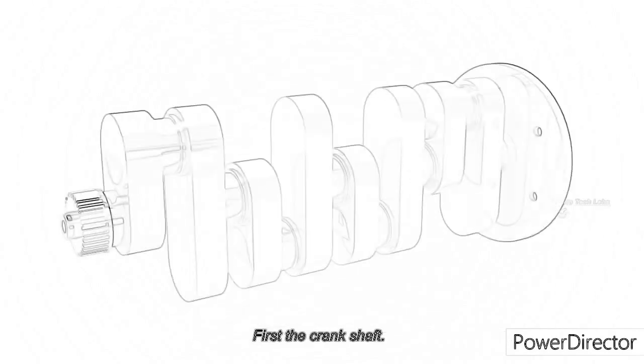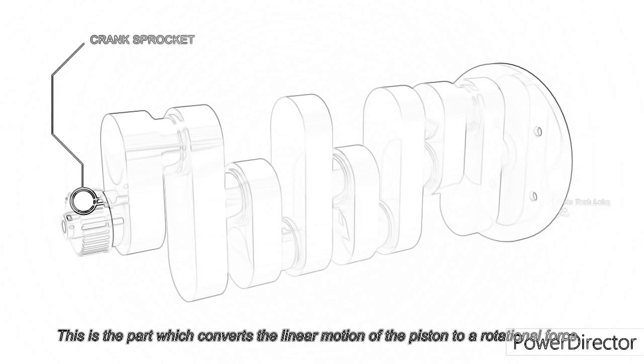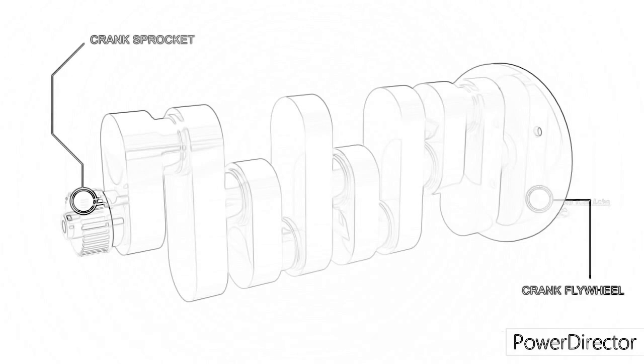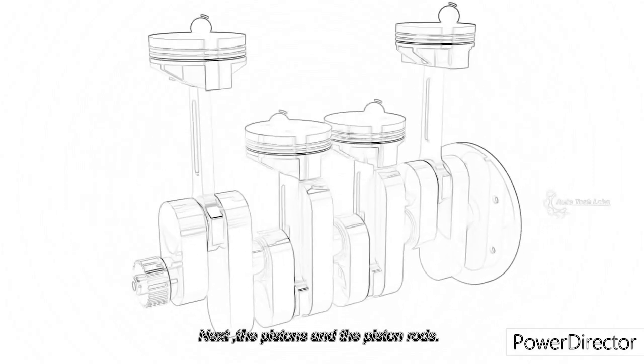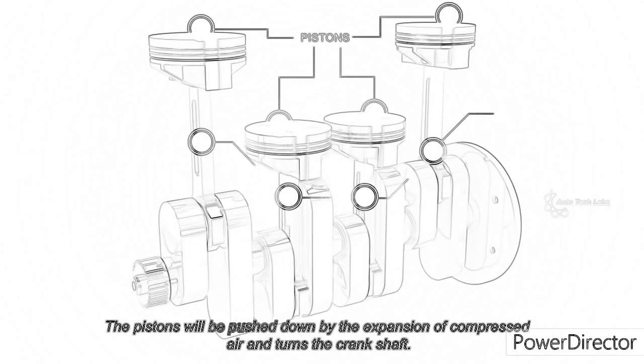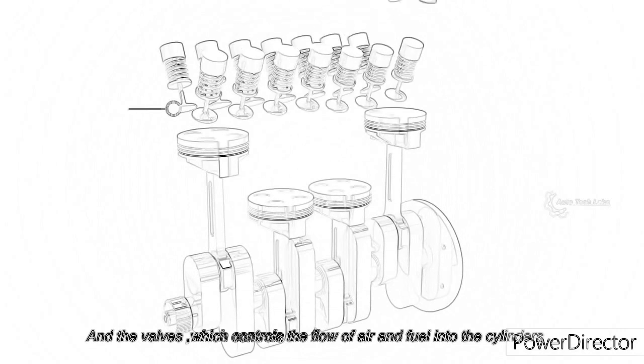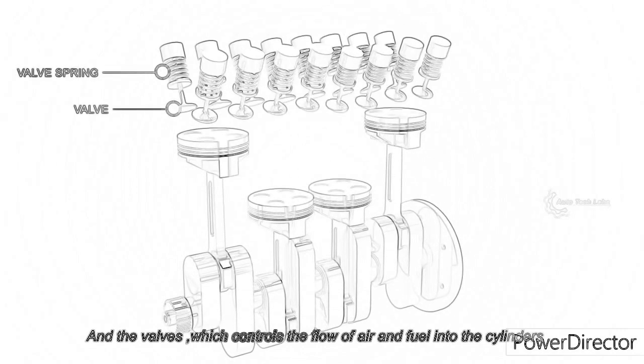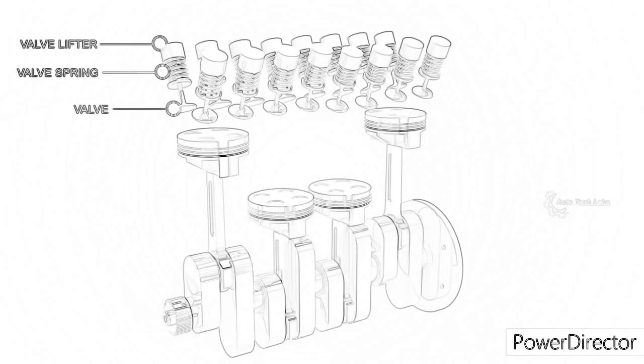First, the crankshaft. This is the part which converts the linear motion of the piston to a rotational force. Next, the pistons and the piston rods. The pistons will be pushed down by the expansion of compressed air, and turn the crankshaft. And the valves, which control the flow of air and fuel into the cylinders.